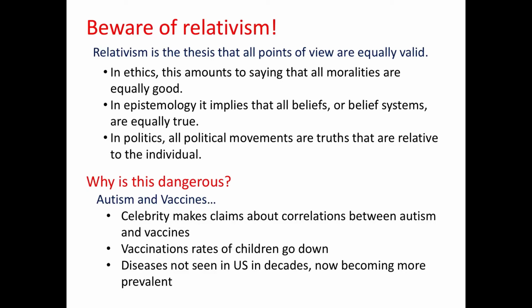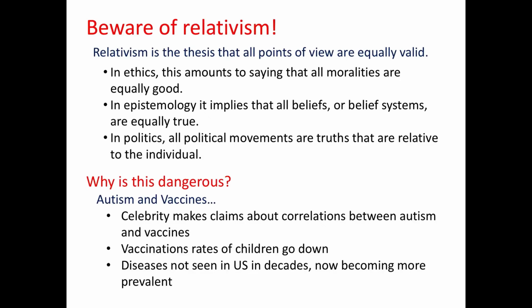A celebrity made a claim about correlations between autism and vaccinations. Due to this, vaccination rates of children went down significantly. And in response to this, diseases that had not been seen or diagnosed in the United States for decades are now being diagnosed and are more prevalent in children. So this is why they can become dangerous. To learn more about this, you can watch the video that's posted on Canvas called The Danger of Science Denial. It's a TED Talk, and it brings up a lot of ideas about relativism and why it's important.